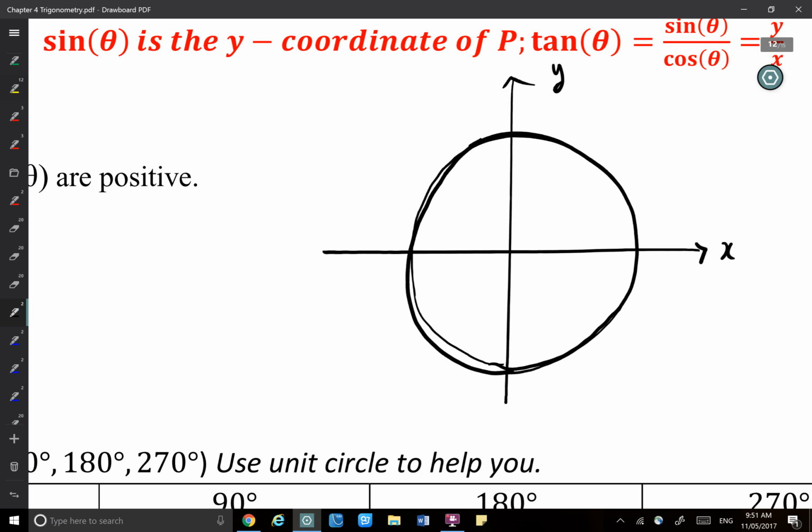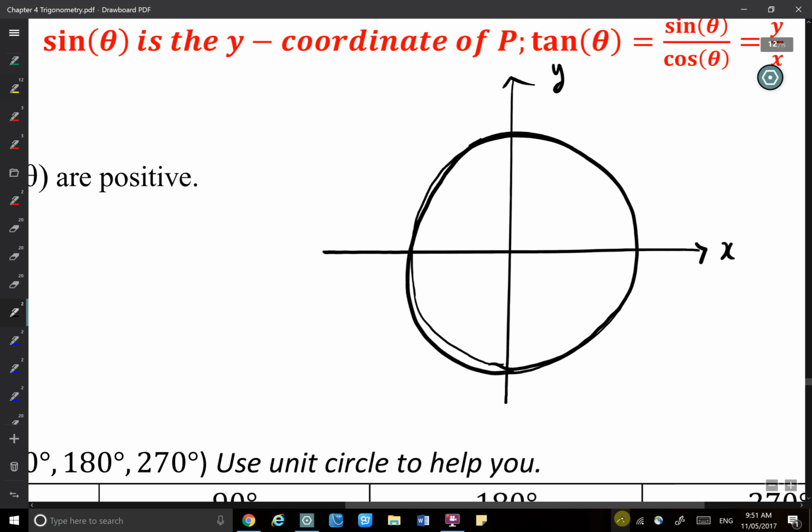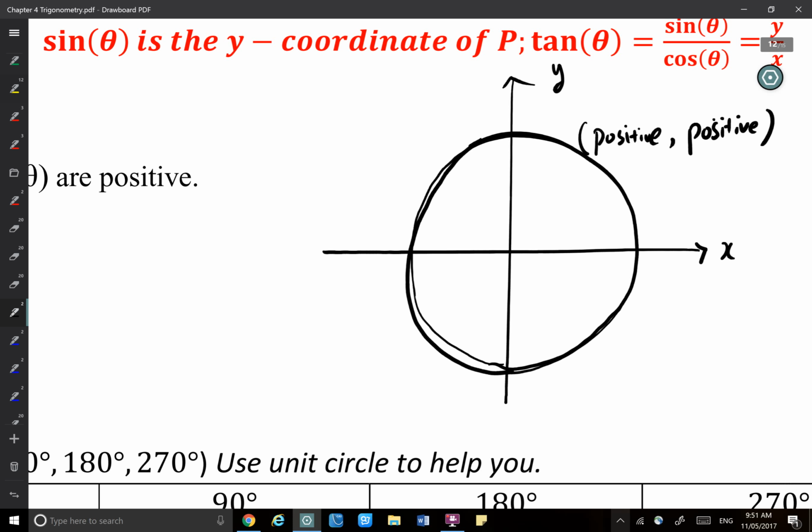The first quadrant will give me positive and positive coordinates, right? So it doesn't matter what angle you have in the first quadrant, you will touch the unit circle and the coordinates must be positive and positive. Is that correct? It's always positive.